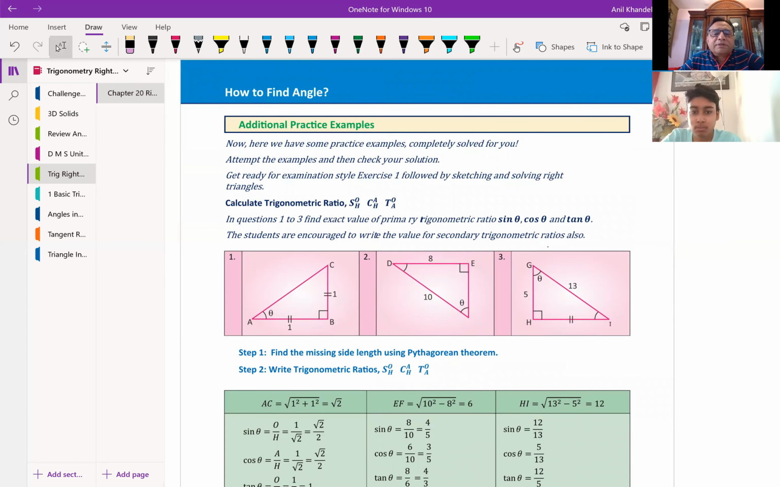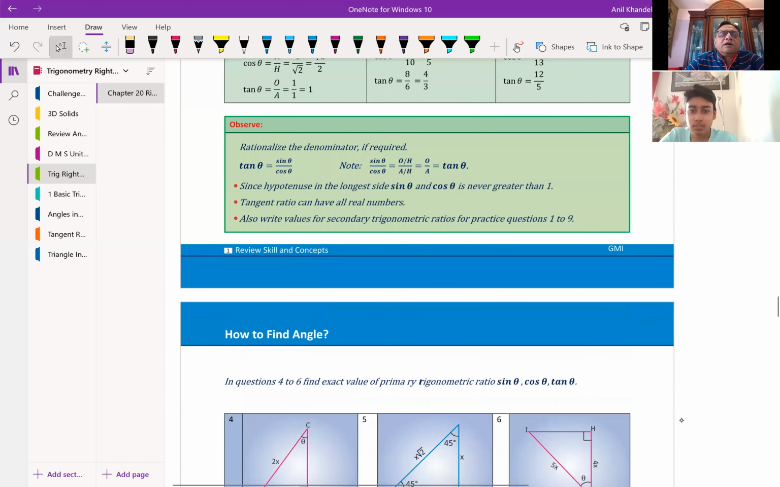So we have some examples now to go ahead. So this kind of an example. In questions 1 to 3, find the exact value of the primary trigonometric ratios, sine theta, cos theta. That's simple. You can do that, right? Yeah. No problems, right? You can do all this. So I'm just moving ahead.